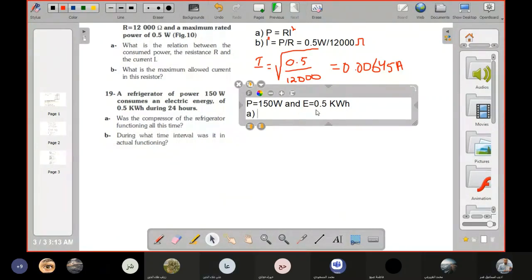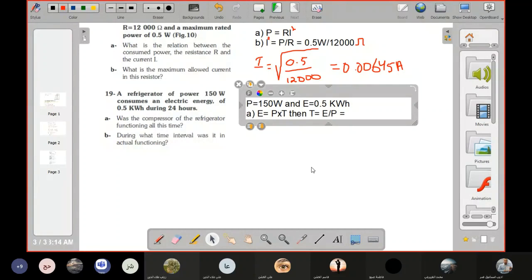We have the energy and the power. We should calculate the time. What formula do we use? Write the formula as it is: E equals power times time. Then T equals E over P.